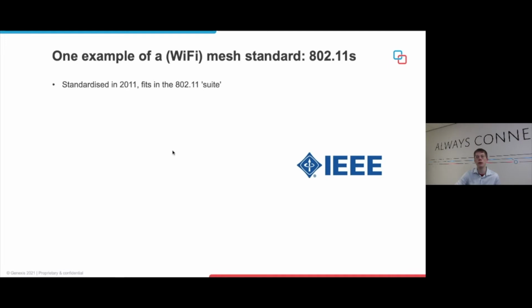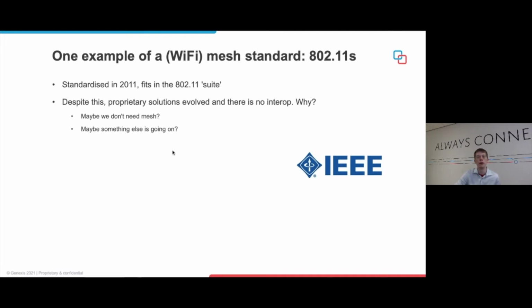And so you might wonder, why do we not just use this, right? Because it's in fact not so common. And what we see is that despite the fact that this is standardized as part of 802.11, many proprietary solutions exist today to do mesh or mesh-like networking. There's very little interop in the industry. And you can ask yourself, why is that the case?